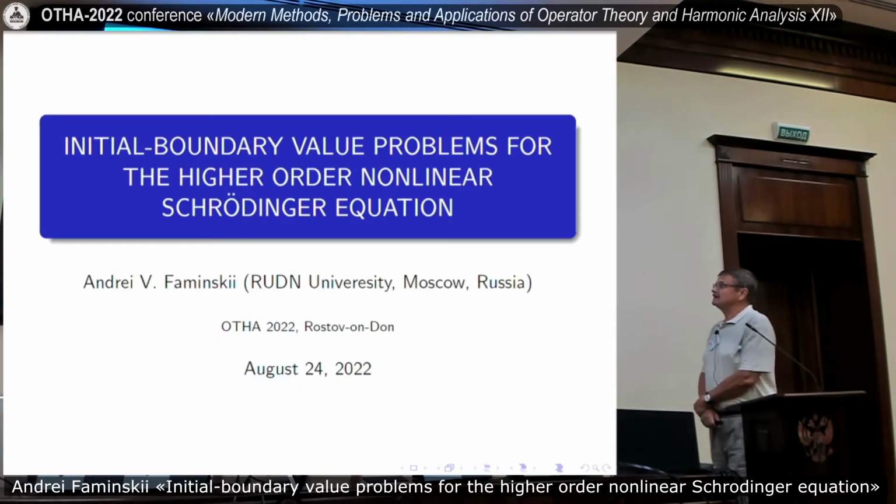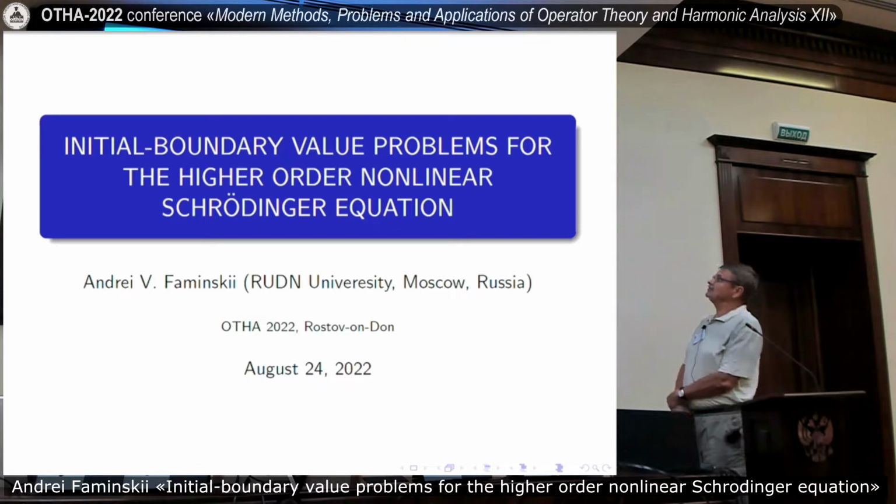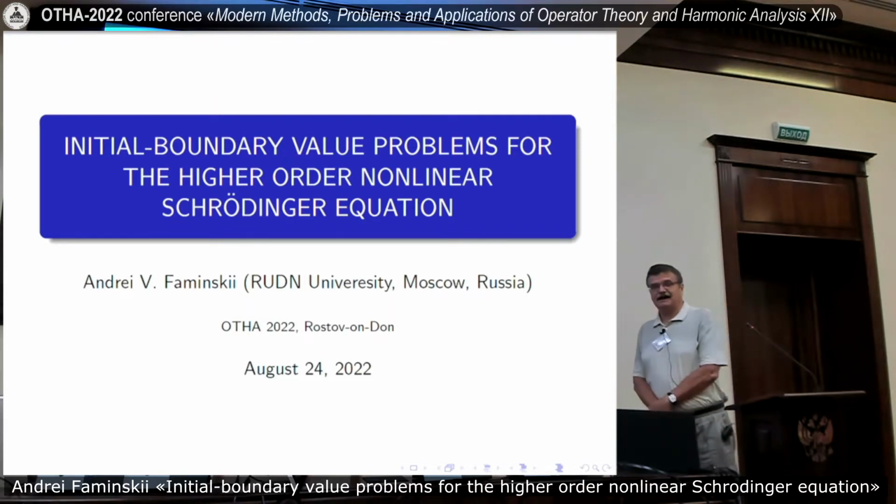So, the title of my talk is Initial Boundary Value Problems for the Higher Order Nonlinear Schrodinger Equation. And I want to start with the origin. What is this equation?